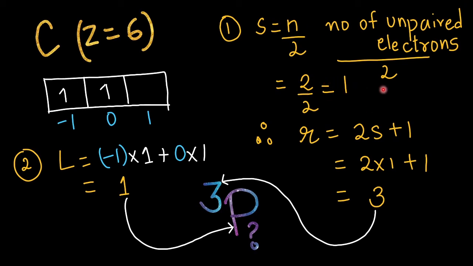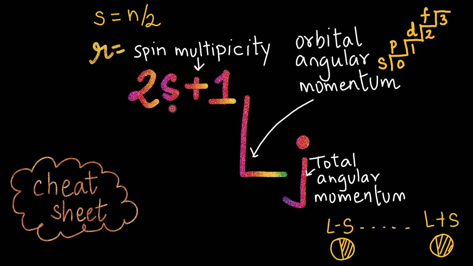Now put the value of S in this equation. R is equal to 2S plus 1. What do we get? R is equal to 2 into 1 plus 1, that is equal to 3. We have the value of R. Okay, that is 3. We'll go back to the previous slide and we'll find the value of 2S plus 1, right? From the same cheat sheet. So what is R? R is spin multiplicity, and the value that we found was 3.